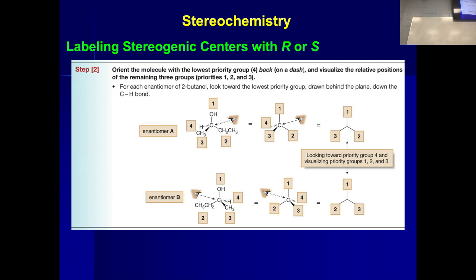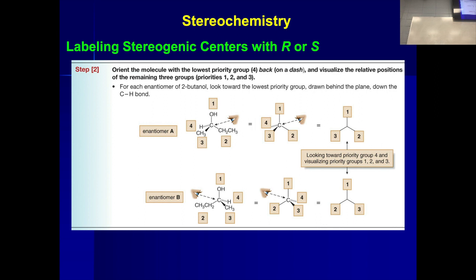Now, the rule is, and you have to use this rule, there is no flexibility in this rule. You grab the lowest priority group in your hand and you turn it away from you. You want to make sure that the lowest priority group, whatever it is, is away from you. So hold it in your hand, just like that. And what I notice when I do that is I have my 3 groups sticking out here. And I notice that it goes priority 1, priority 2, priority 3, and it's going in what direction? Clockwise. Or if you were driving your car, you would be turning to the right.